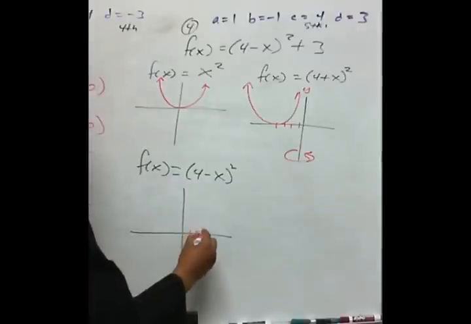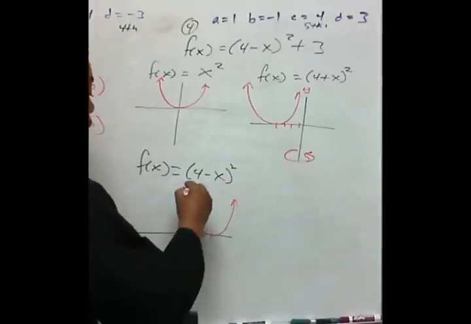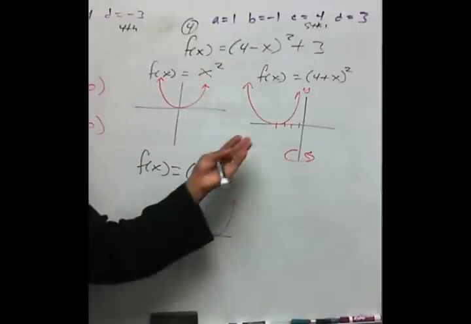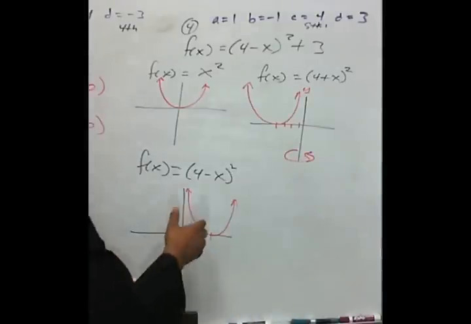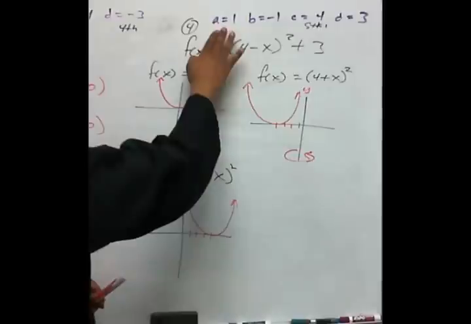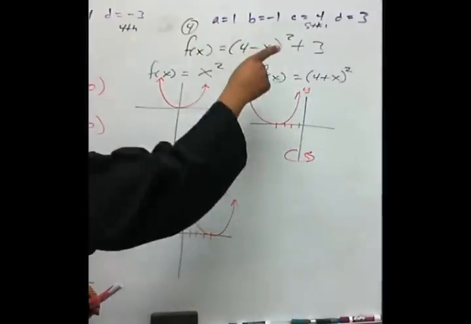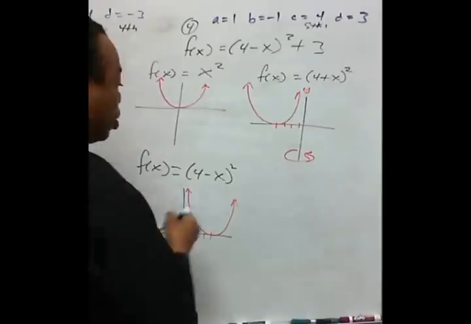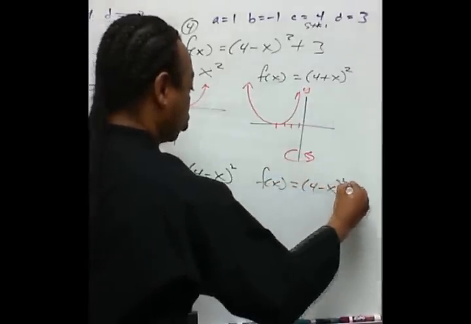So we get 1, 2, 3, 4, and now this is where our parabola lands, because we now have a reflection about the y-axis. It goes from this side to that side. Okay, finally we're going to skip the a parameter because it's an understood 1. And we're going to go to our d parameter, which is 3. So this is f of x equals 4 minus x all squared plus 3.